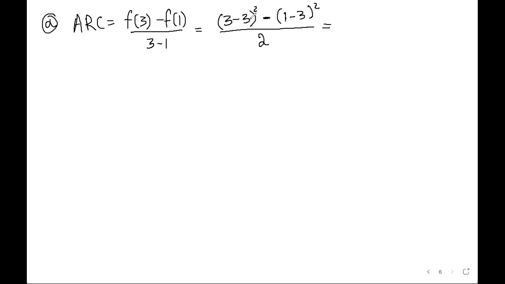Now 3 minus 3 squared is 0. Minus what? 1 minus 3 is negative 2, negative 2 squared is 4. So negative 4 over 2. The answer is negative 2. So the average rate of change for the first one is negative 2.